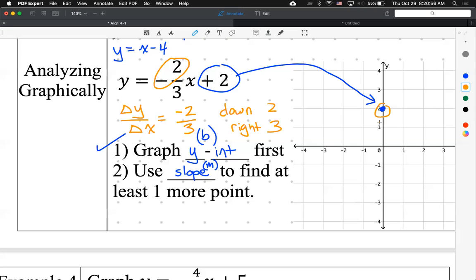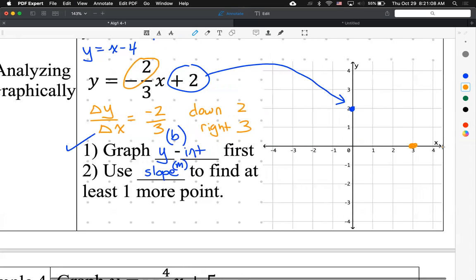So from our original y-intercept, you always start at that first point. I'm going to go down 2, 1, 2, and then right 3, 1, 2, 3. And I get our new point. And you can do that over and over again.